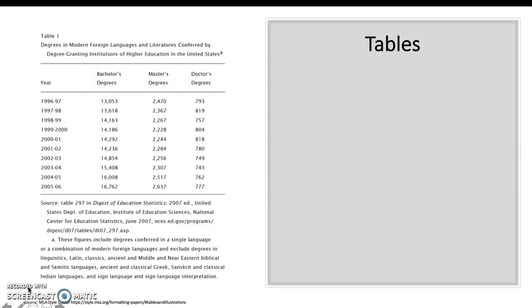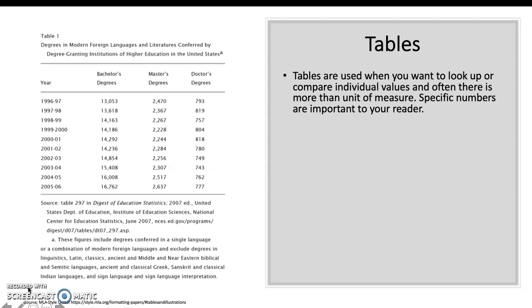All right, so next I'm going to go through some different examples of types of visuals that you can include. So the first one is tables. Tables are best for comparing individual values for data. Oftentimes tables are great for if there's multiple units of measurement or categories. So for example, in this table we have the year, and then we also have the amounts of these different things, right? These are different values. So a table is a really good way to demonstrate that information.